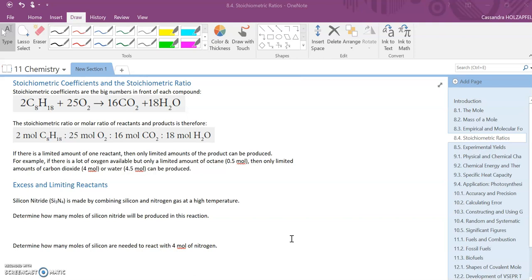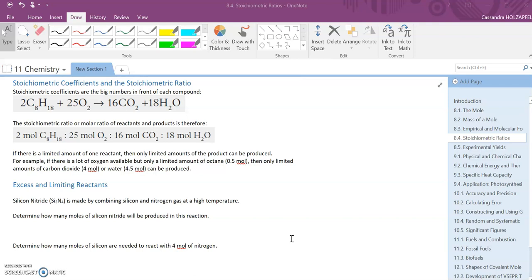However, when things are actually reacting, they're reacting in molar ratios. They're not reacting in mass ratios. So we've actually got to work out the number of moles of each reactant and the number of moles of each product that are being produced.